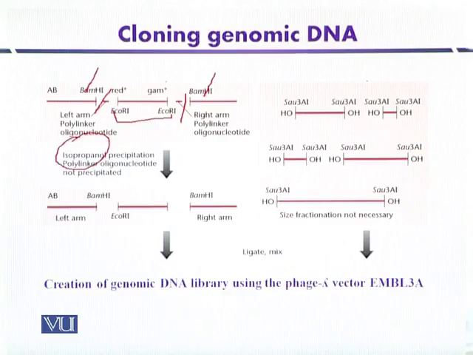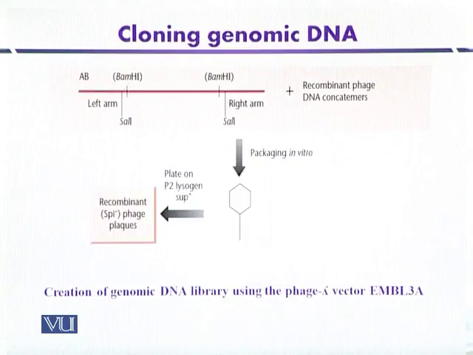Now we get the left and right arm of the vector DNA, and here it is ligated with target DNA that contains our gene of interest. So they are mixed together and ligation will occur in the subsequent step. So in the next step, the foreign DNA is ligated here and then it is used for in vitro packaging in the next step.